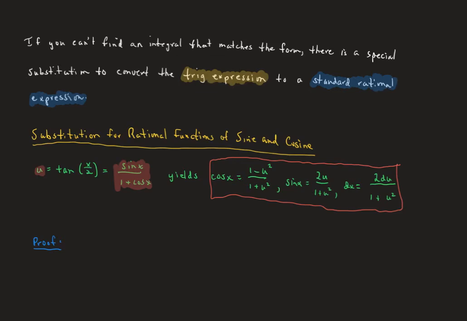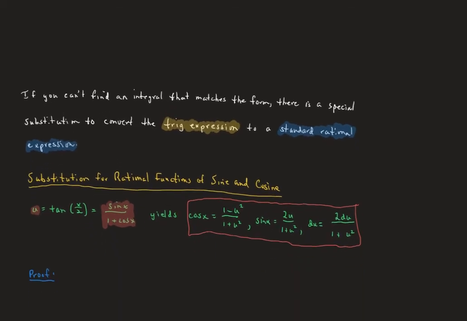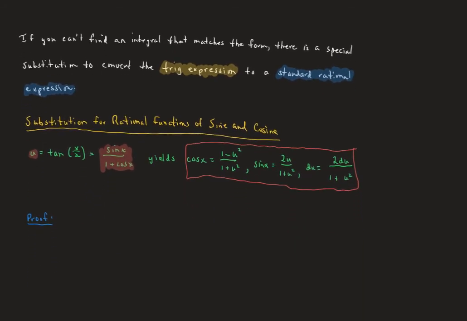Okay, so if you can't find an integral that matches the form, let me back up. So this is going to be a substitution where, if we have these sines and cosines and we can't find anything that matches it, and even if you try the u substitution like we did in the previous example and you still can't get anything to match, there's a special substitution that we can use just for sines and cosines.